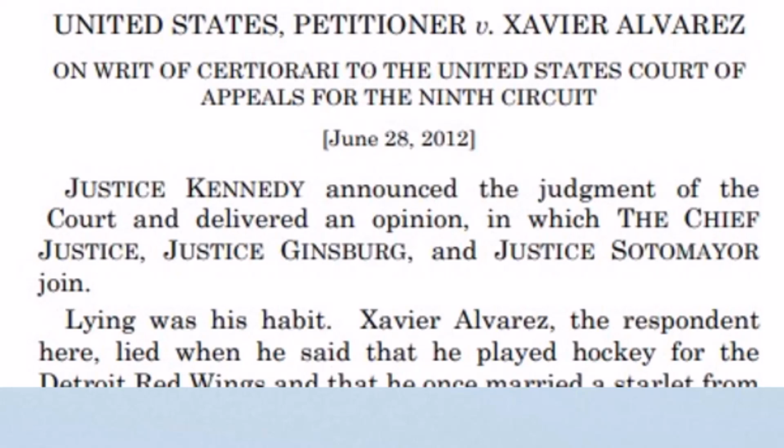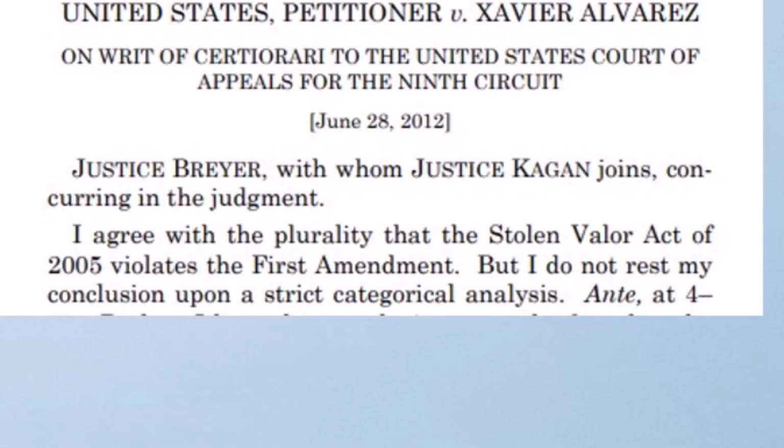So now we'll look at the concurring opinion that was filed. Justice Breyer, with whom Justice Kagan joins, concurs in the judgment. So they agreed that the case should be affirmed, but they had different reasoning. Notice it says, "But I do not rest my conclusion upon a strict categorical analysis." So they had a different reason for affirming the lower court. That made a total of 6 justices who agreed to affirm, which was enough to decide the case.